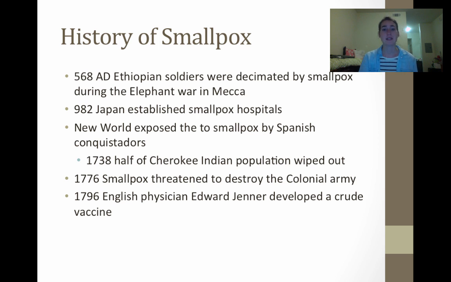And in 1796, the English physician Edward Jenner came up with a crude vaccine for smallpox, which is the very first vaccine. He used cowpox to infect a small boy, and then he infected him with smallpox, and he survived. And so that was the very first vaccine.